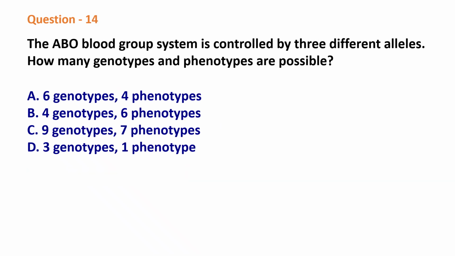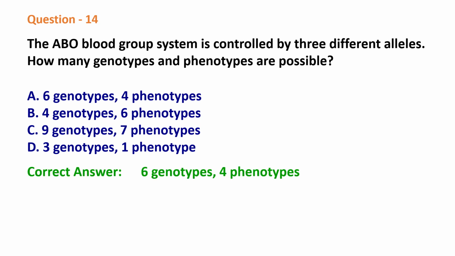Question 14. The ABO blood group system is controlled by three different alleles. How many genotypes and phenotypes are possible? Options: 6 genotypes, 4 phenotypes; 4 genotypes, 6 phenotypes; 9 genotypes and 7 phenotypes; and the last option, 3 genotypes and 1 phenotype. The correct answer is 6 genotypes and 4 phenotypes.